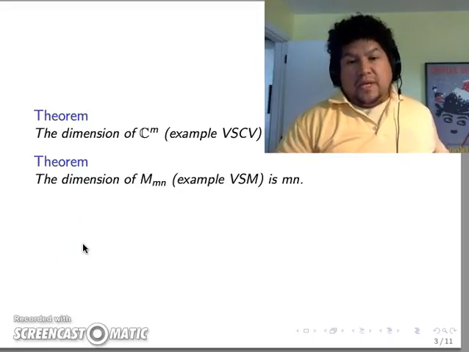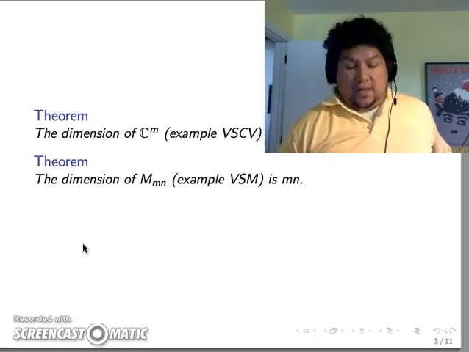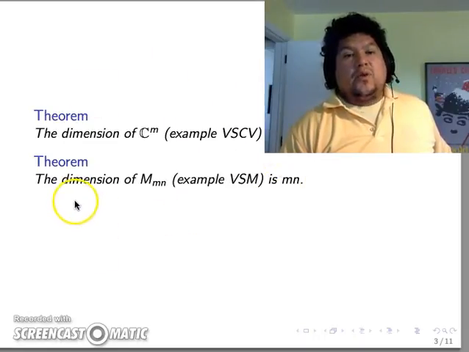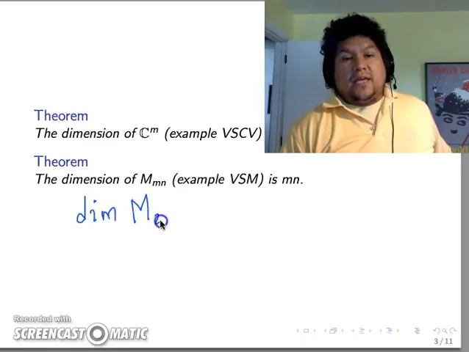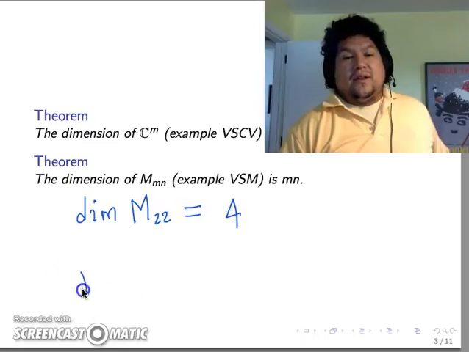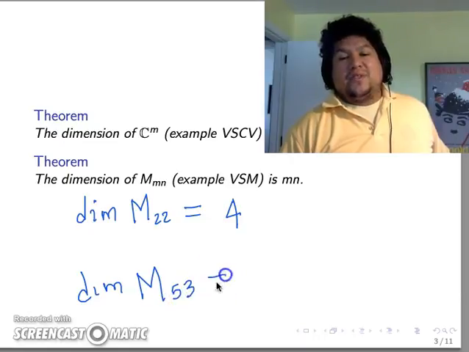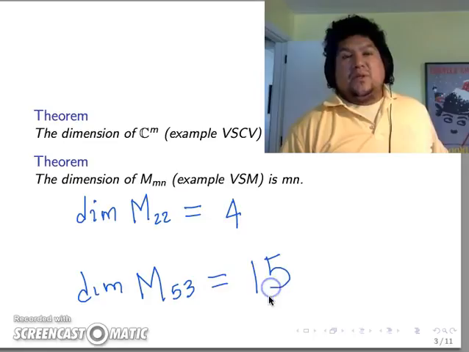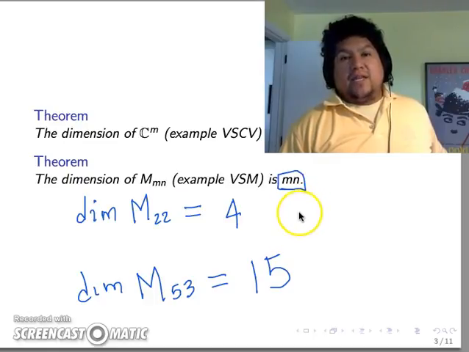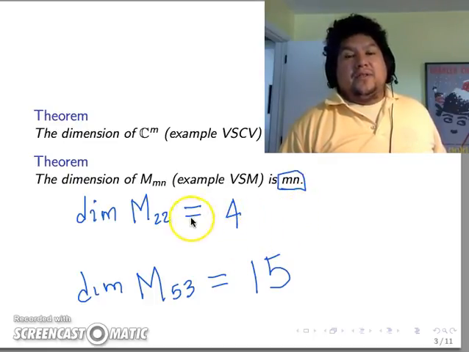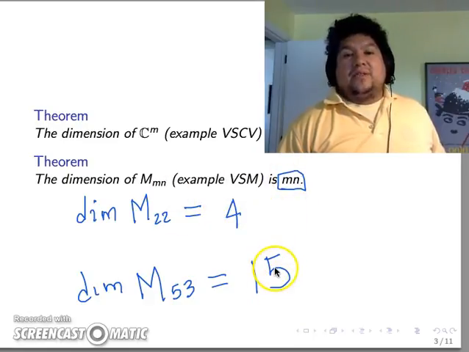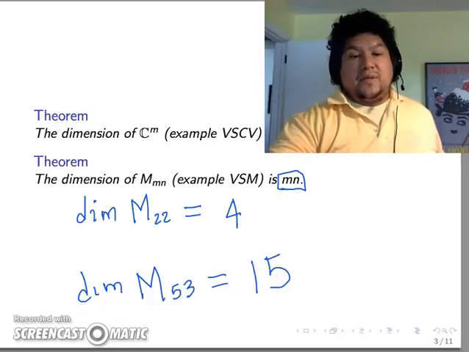The vector space of matrices with m rows and n columns has dimension mn. So here's another illustration of this. Let's say the vector space M_22, or M sub 2, has dimension 4. The dimension of the vector space M_53, for example, would be 15, and so on, right? So the product of the number of rows multiplied by the number of columns of the matrices is precisely what is defined as the dimension of this vector space.